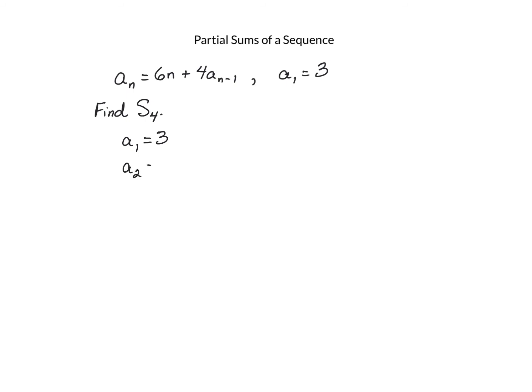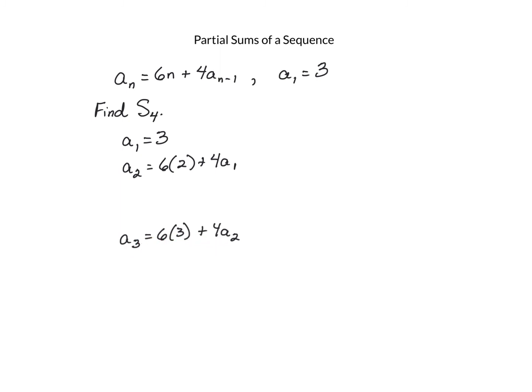The second term is equal to 6 times n, and n is 2, plus 4 times a sub 2 minus 1. That's a sub 1. I'm just going to write out that formula this way. Let's go down and write a sub 3 while we're at it. It is 6 times 3 plus 4 times a sub 2. Notice in our formula, here is n, and this subscript is n minus 1. So whatever this number is, subtract 1, and we will have the subscript here. So a sub 2 uses a sub 1. A sub 3 uses a sub 2.